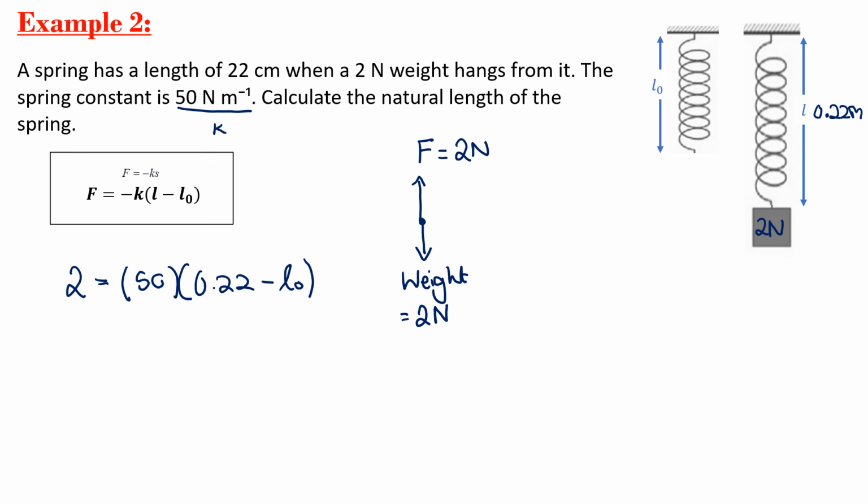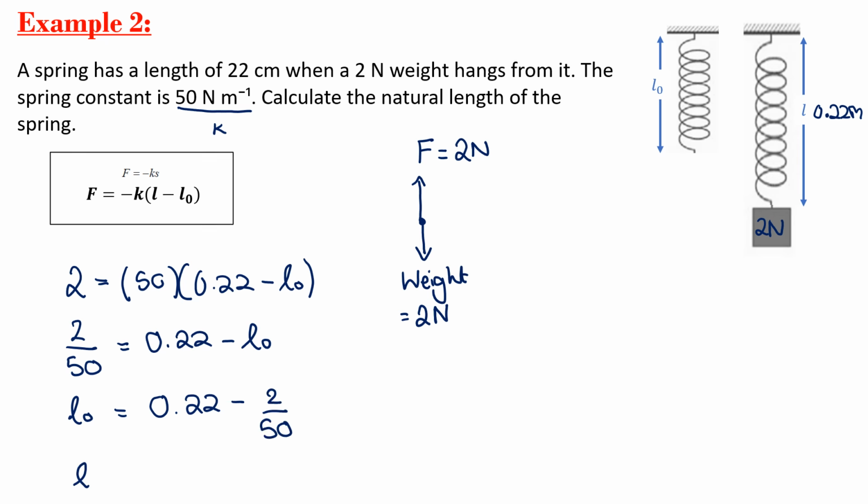Now, if you prefer, you can call that X, you can call that whatever you want. So let's work that through. I'm going to divide both sides by 50 rather than multiplying it in, but you're welcome to work this whatever way you like to solve it. So we get L0 is equal to 0.22 minus 2 over 50, and then we can go to our calculator and get our final answer of 0.18 meters or 18 centimeters.